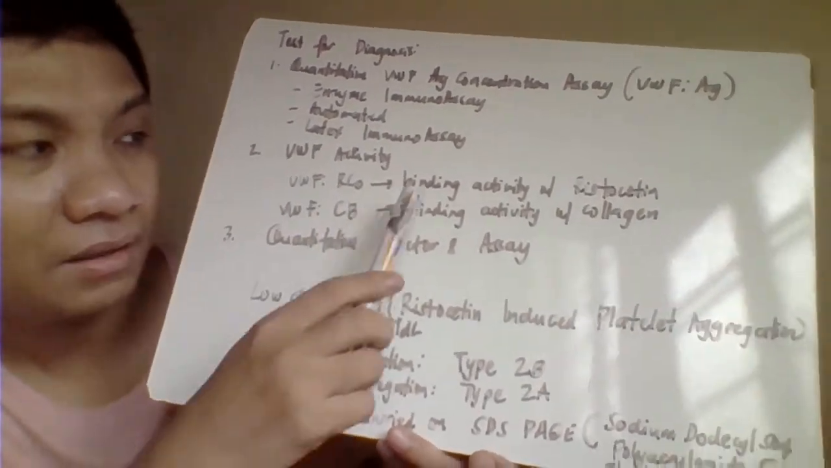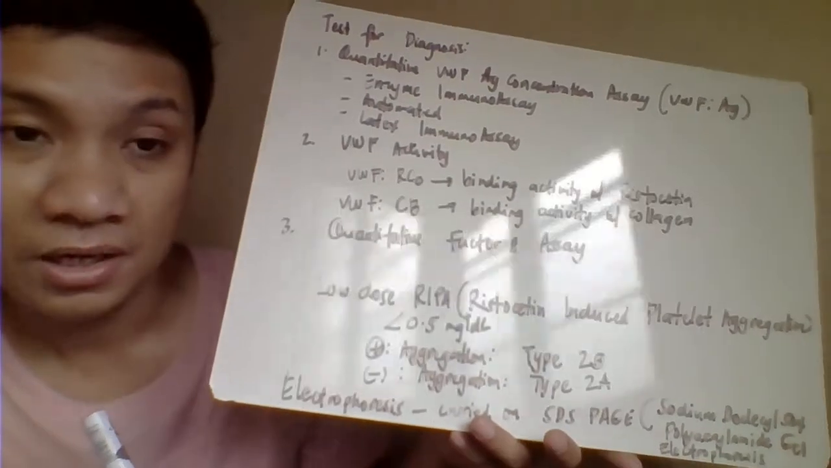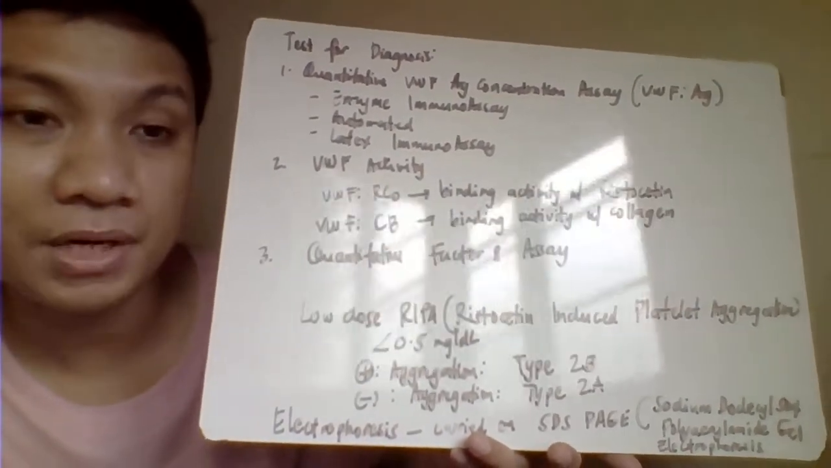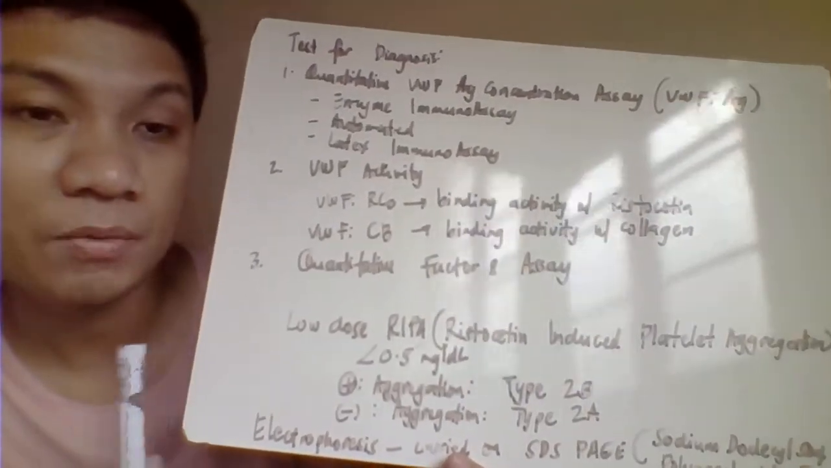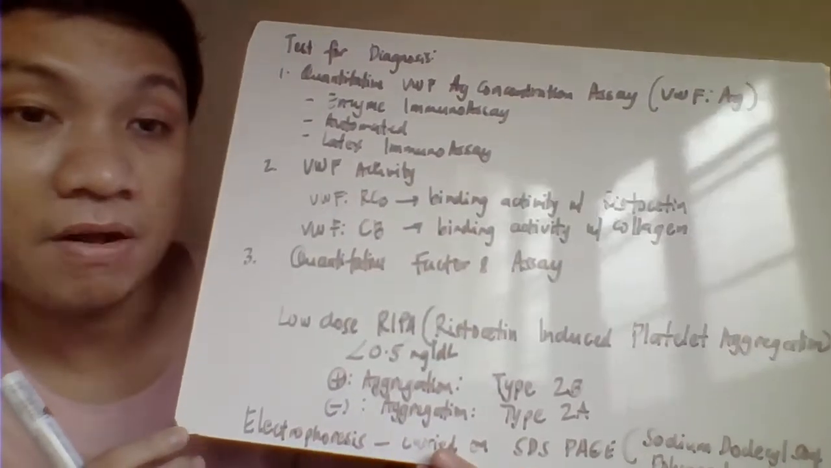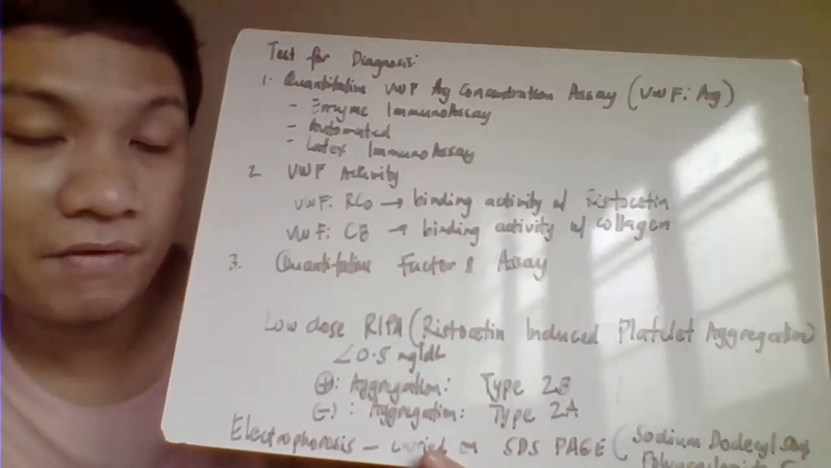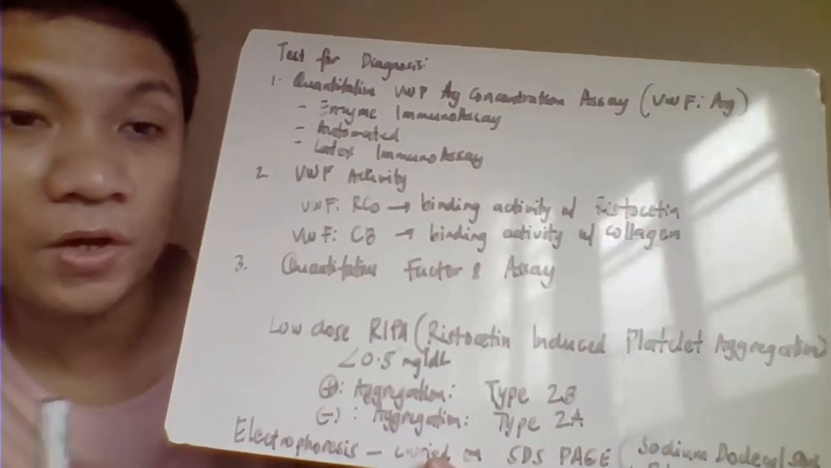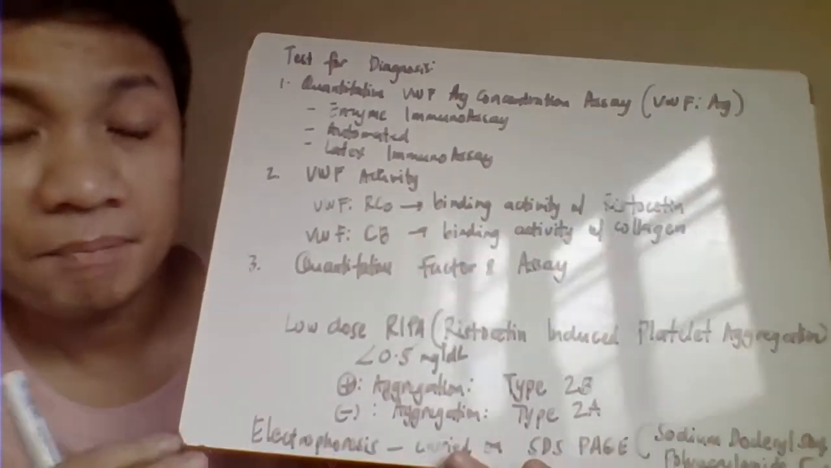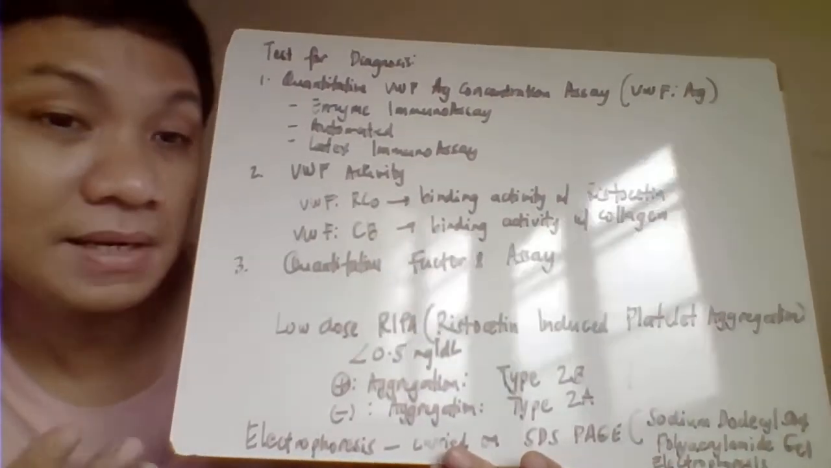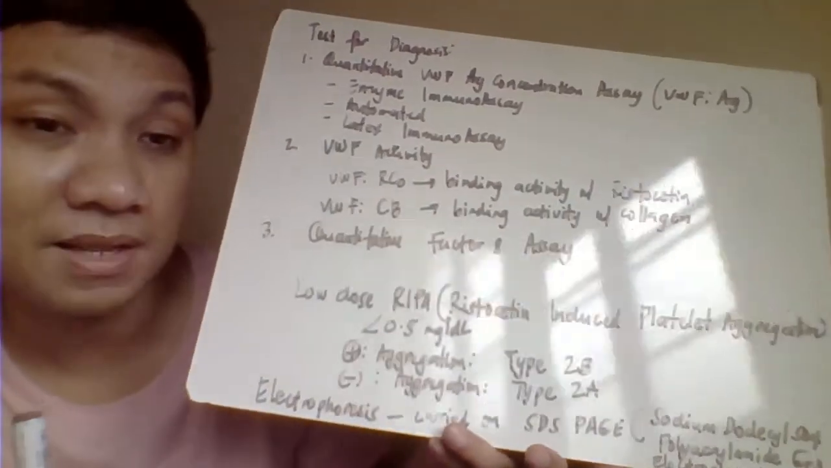cofactor. You have also your von Willebrand factor CB, collagen binding, its ability to bind with the collagen, which is also one of the receptors ng ating von Willebrand factor. The third one, you should also measure the relative quantity of your factor 8. Because again, pag von Willebrand disease, since nasa complex si von Willebrand factor with the factor 8, usually pag may von Willebrand disease ang patient, mababa ang von Willebrand factor, and most likely mababa din ang factor 8 natin. Pero pag hemophilia A, ang problem lang ay sinasarili lang ni factor 8. Hindi kasali sa von Willebrand factor, when in fact, they are complex dapat.